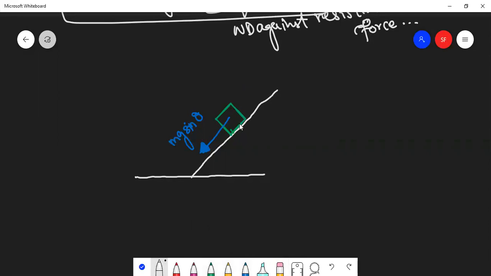Yes, the normal reaction force will always and always exist. What else will be there? Perpendicular to the plane, downwards, opposite the normal reaction would be the vertical component, mg cos theta. It's mg cos of theta acting opposite to the normal reaction force.